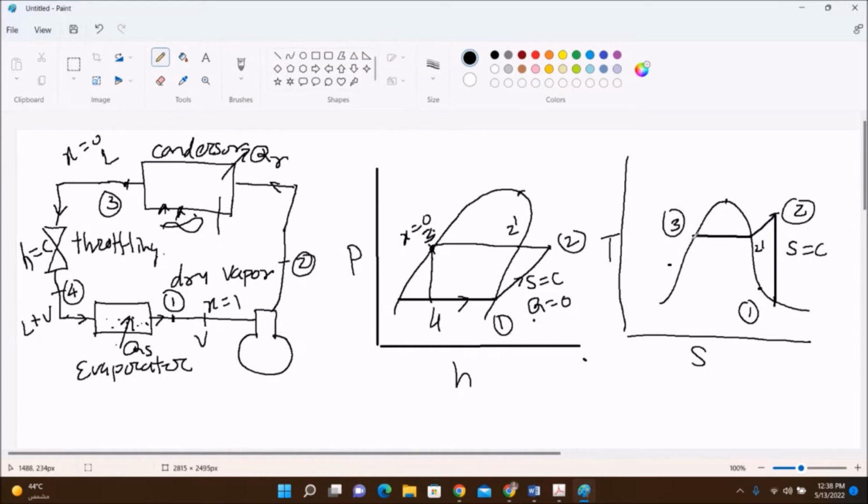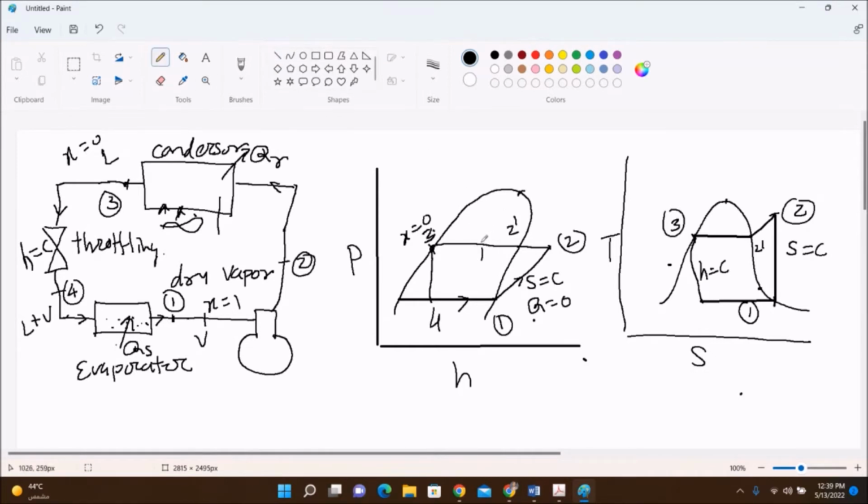This is point number 3. It is on the curve because it is liquid. Then pressure is dropped in a throttling valve with a constant enthalpy. So this is a constant enthalpy. It is not vertical. The entropy may increase. And this is a constant pressure through the evaporator. Okay. So heat is rejected in a condenser.